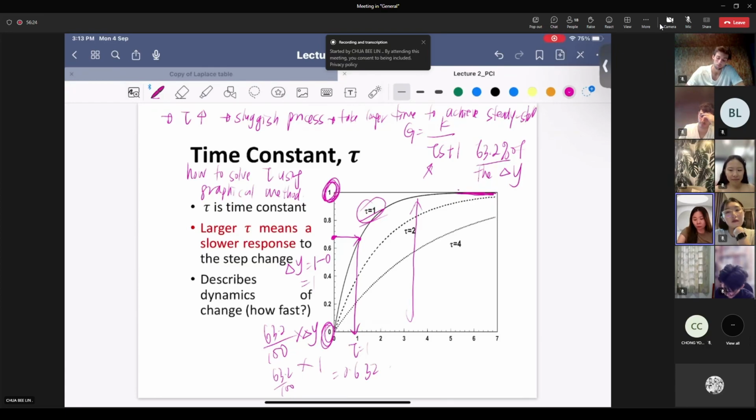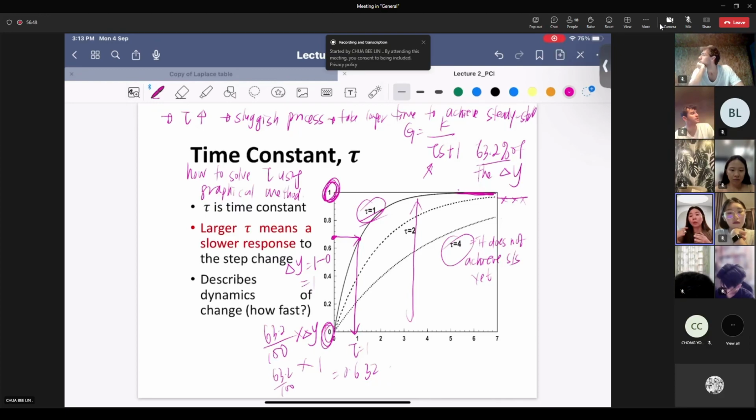And for this one, I cannot conclude this is a steady state, because for steady state, you must have at least 3 values continuously with the same value. Okay, so you can see when tau equals 4, it does not achieve steady state yet. It means that when you increase your tau, it will take longer time to achieve steady state, which is not desirable. You always aim for a smaller tau. Smaller tau means the process is faster.